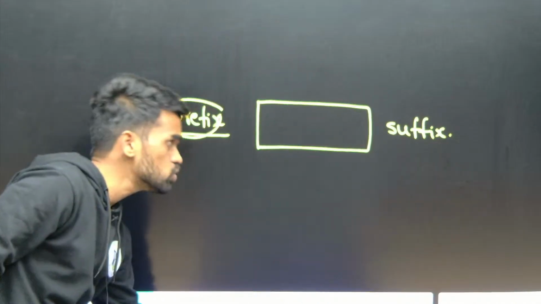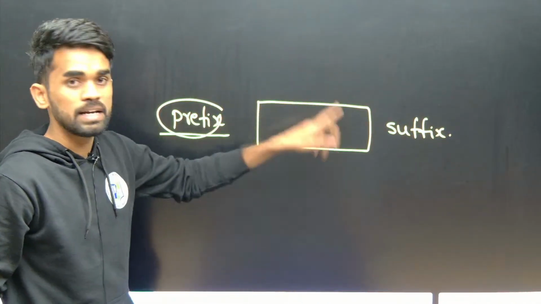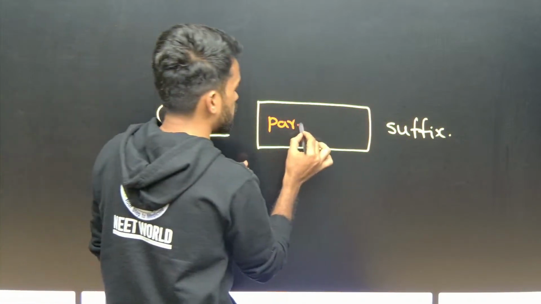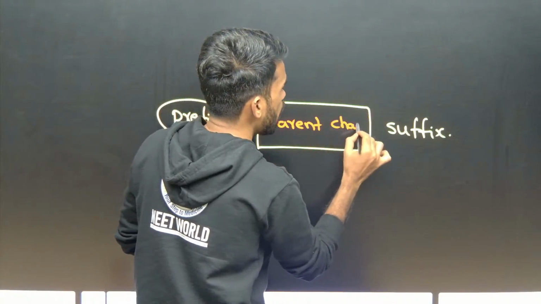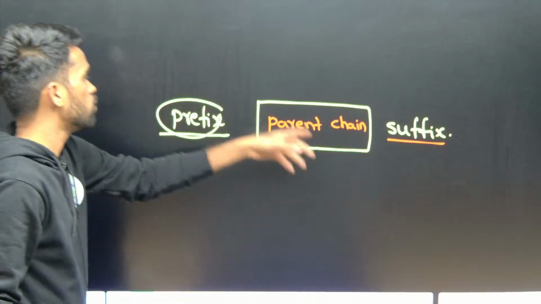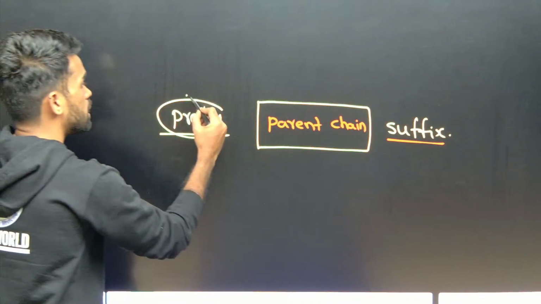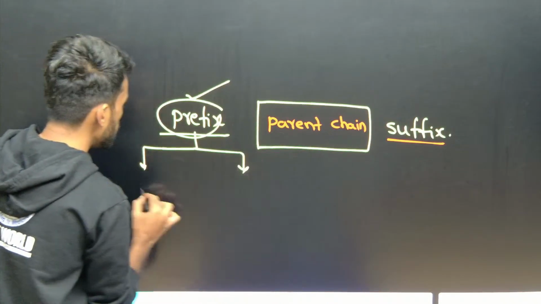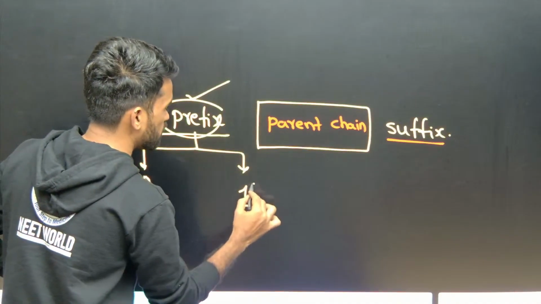Now the main compound here we are calling a parent chain. In this chemistry IUPAC nomenclature we are saying parent chain. After this parent chain, if we are writing something, we can call it as suffix. If we are writing before the parent chain, we can call it as prefix. Now this prefix is of two types: one is secondary prefix and the other one is primary prefix. And suffix is also of two types: one is primary suffix and the other one is secondary suffix.